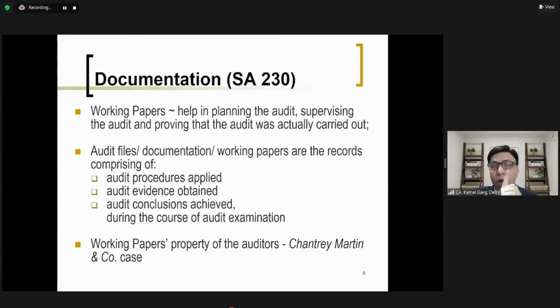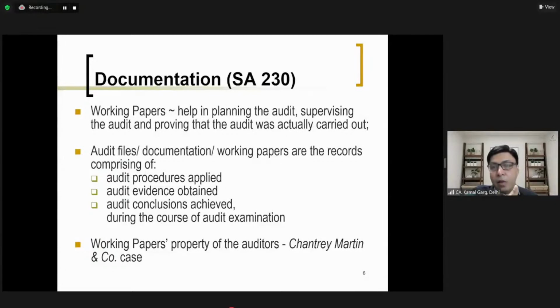Conclusion number 1, the copy of working papers may be furnished to the company itself. When I say may, it means it's the discretion of the auditor. Number 2, the copy of working papers shall not be furnished by the auditor to any outside party, including the new auditor. Number 3, however, the copy of working papers shall be furnished to the regulators on being asked to furnish such kind of information. Am I clear? This point is very, very relevant.